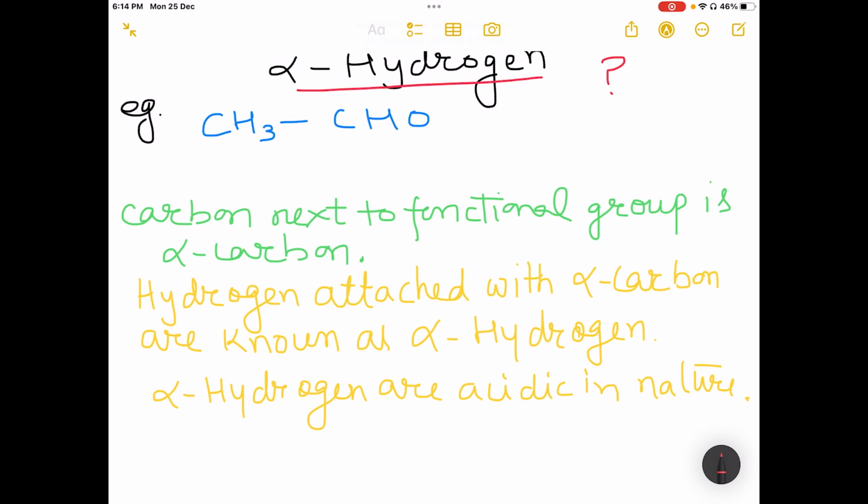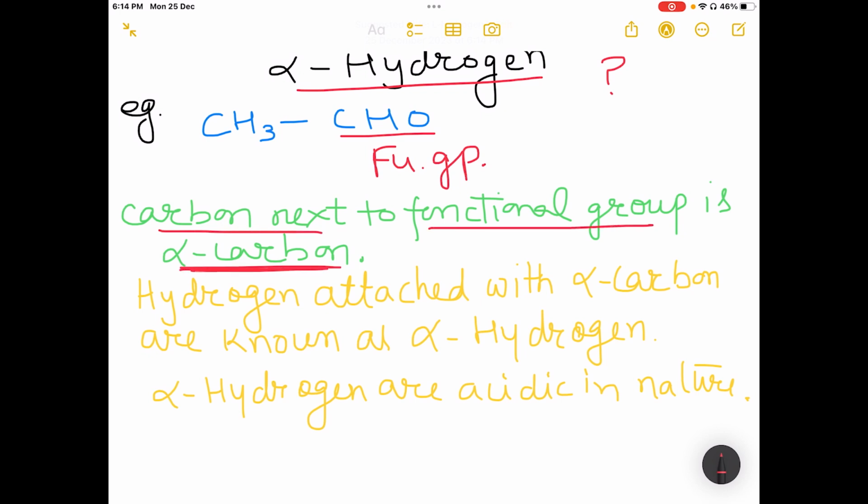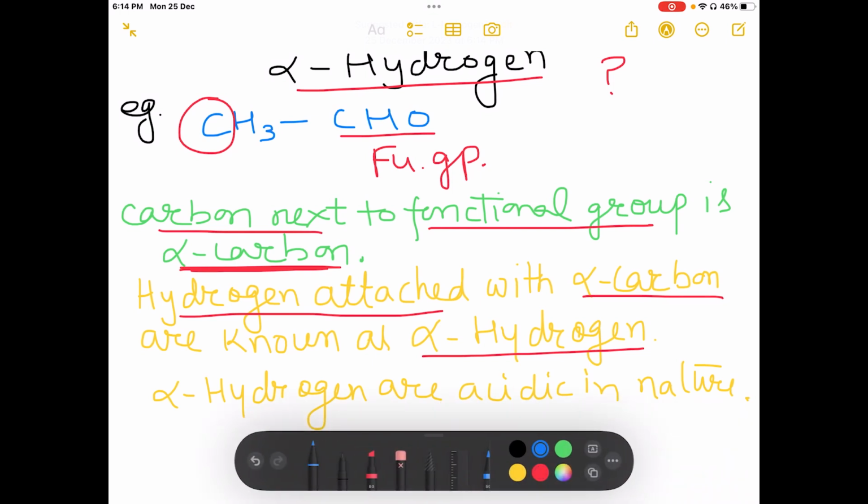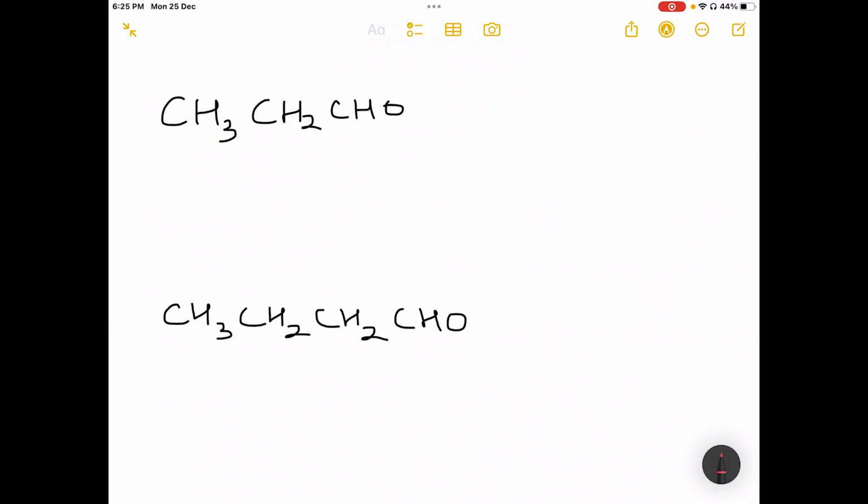For better understanding of this concept, let's take a simple example, CH3CHO. CHO is a functional group. Carbon next to functional group is alpha carbon. So this carbon is alpha carbon. Hydrogen attached with alpha carbon are known as alpha hydrogen. So here we have these three alpha hydrogens. Let's take more examples for concept clarity.